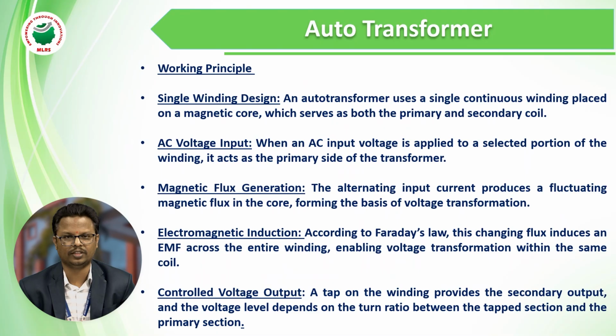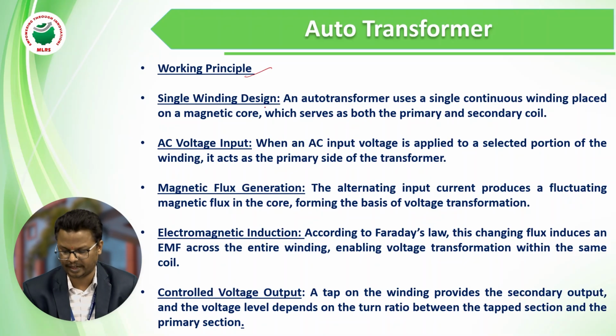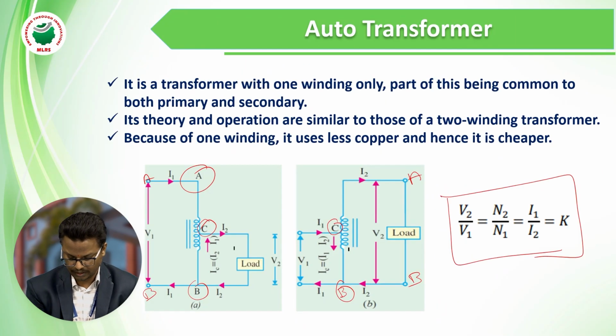And here we will see the working principle. In the working principle, first we will discuss the single winding design. An auto transformer uses a single continuous winding placed on a magnetic core, which serves as both the primary and secondary winding. Previously we saw this.